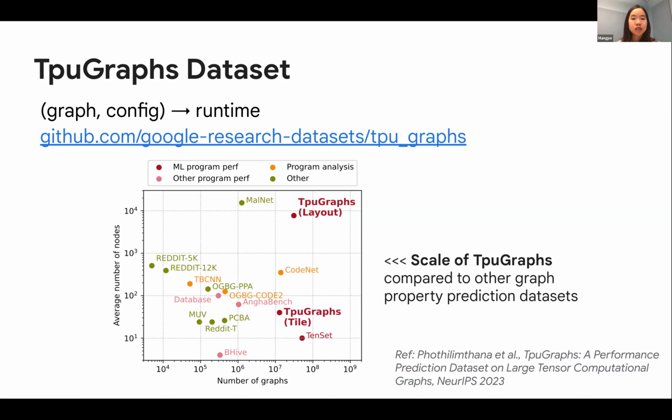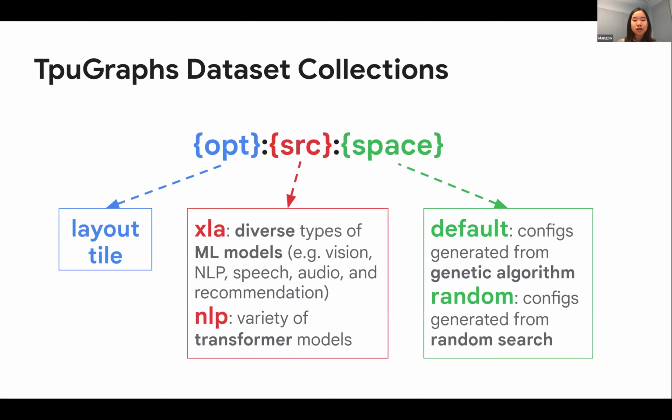So we released our TPU graphs data set late last year. And as part of releasing the data set, we also ran a Kaggle competition. But before we get there, let me go deeper a bit into how we collect the data. Right, so I mentioned first that the two optimizations we are looking at are the layout optimization and tile optimization.